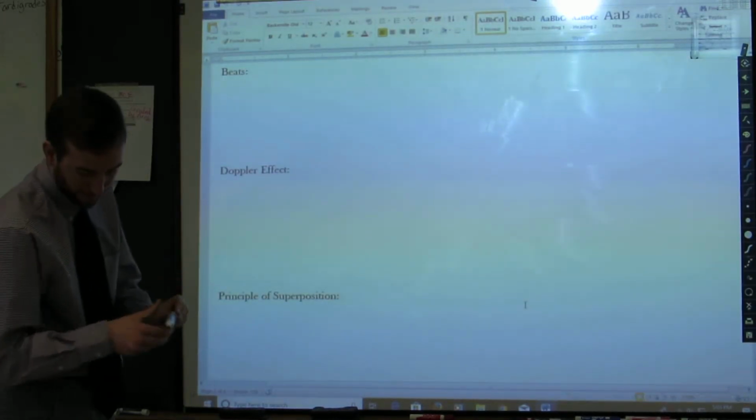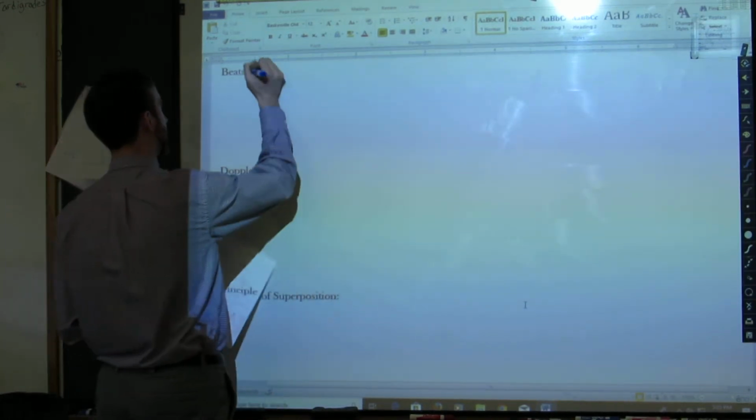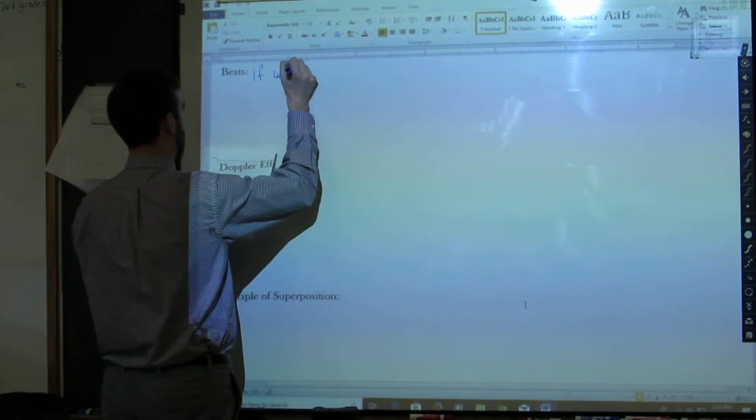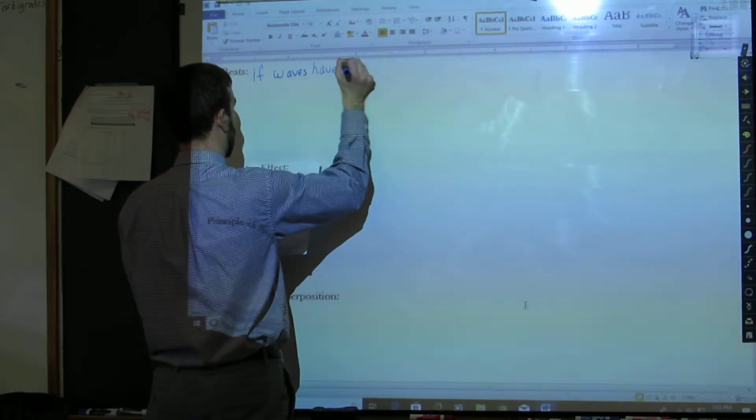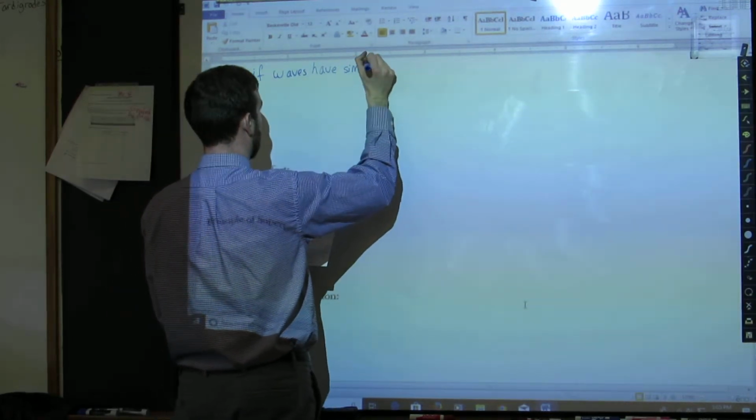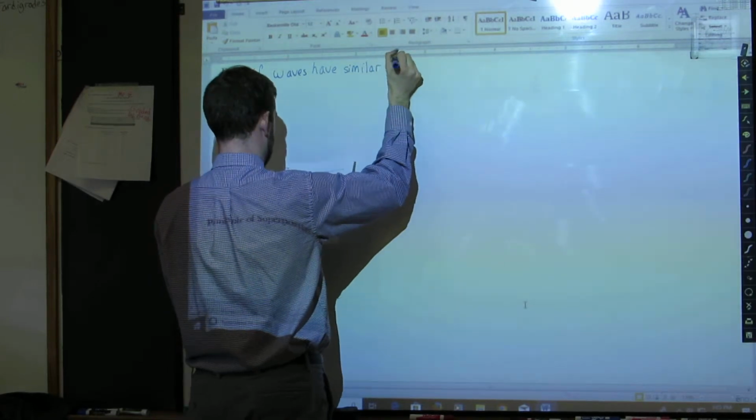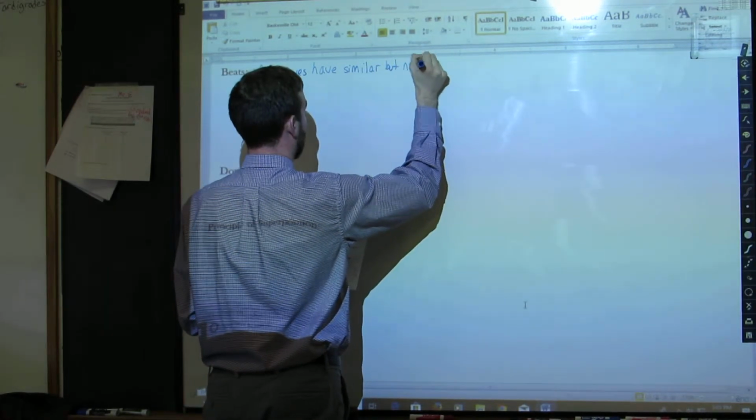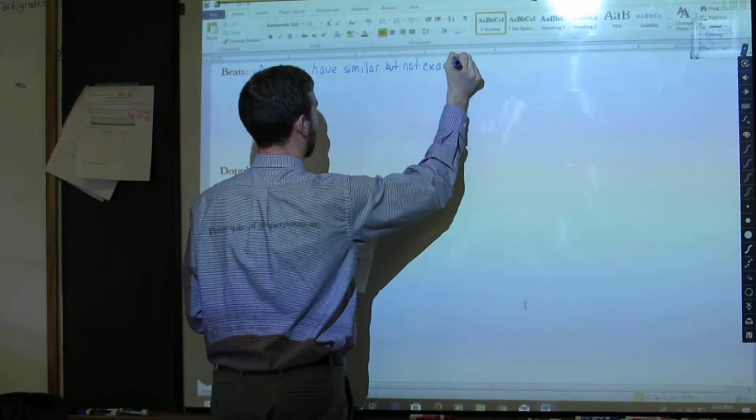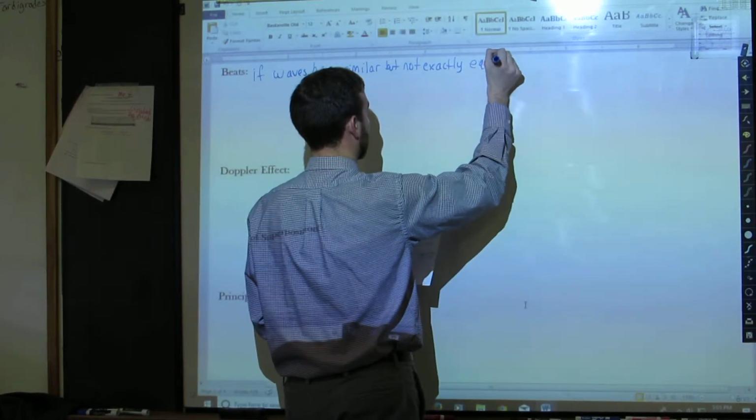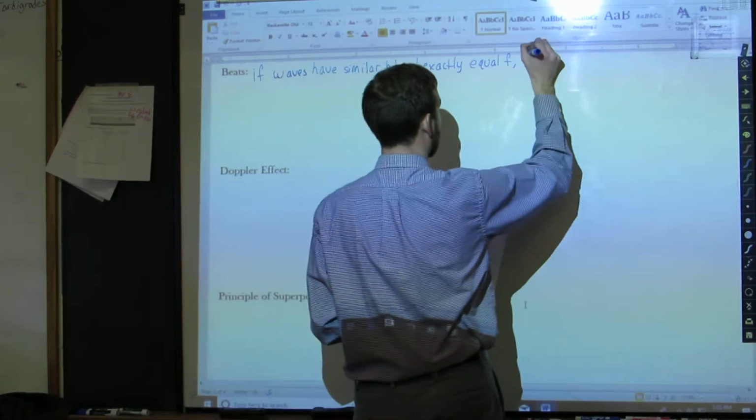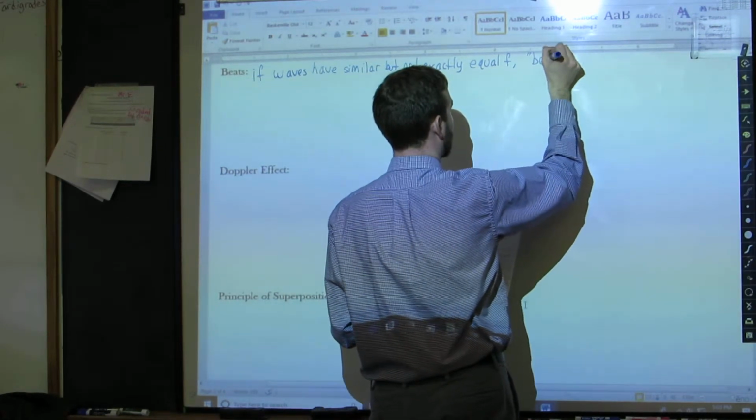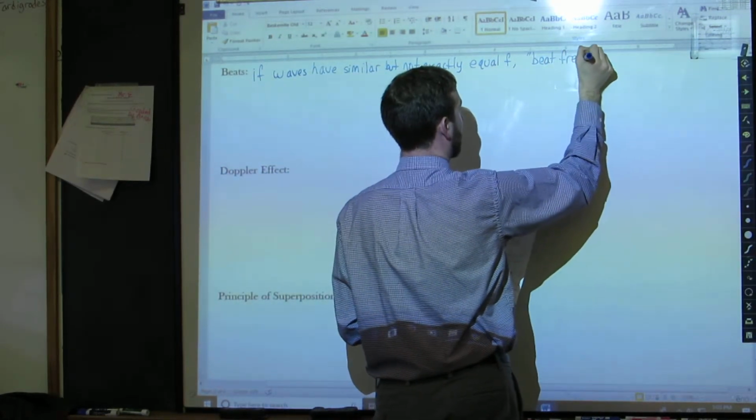So beats. Here's what a beat is. If you have some waves, and these waves have similar but not exactly equal frequencies, then we end up hearing something called a beat frequency.